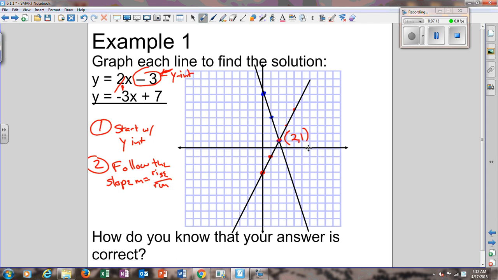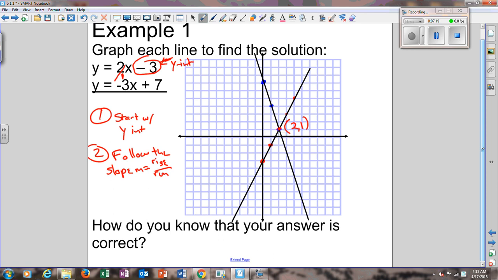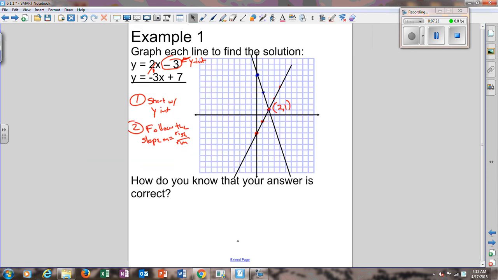Now it says, how do we know that our answer is correct? Because I know that your graphs are not going to be perfect. There could be squiggles in them. There could be issues. If your line is just a little squiggly, you could end up with it intersecting here, and then your answer would be (4, 2.5) or (2.5, 2). And that's not the right answer, right?